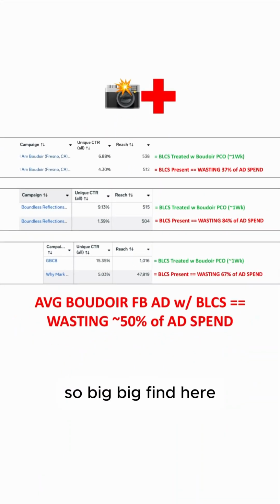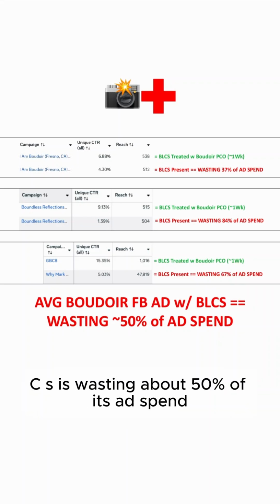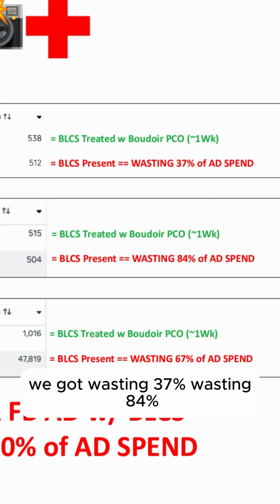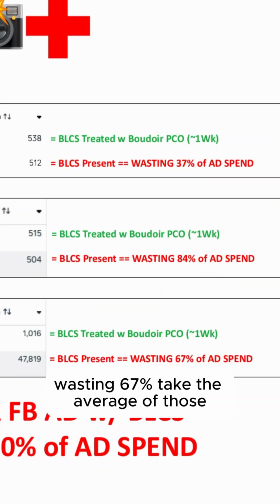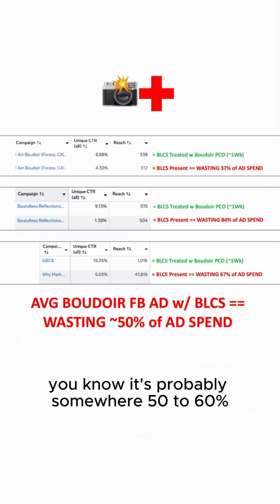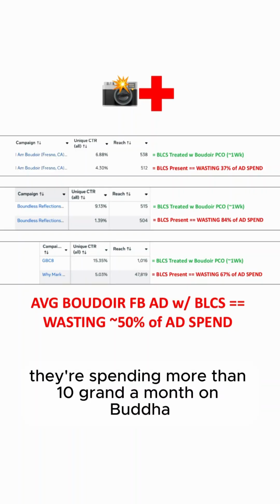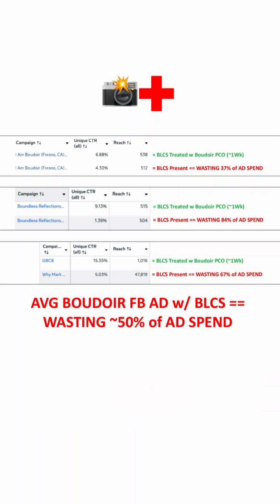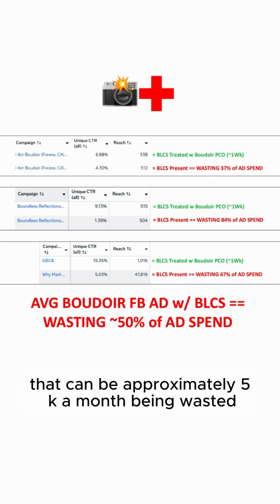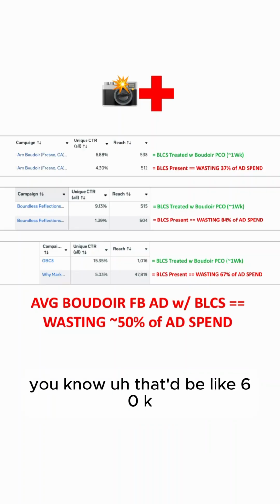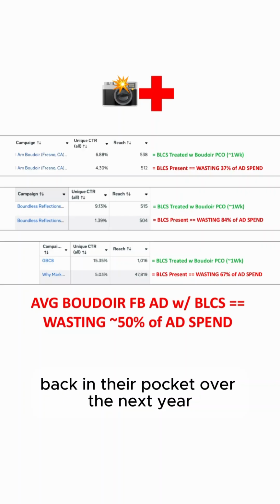So big find here. The average Boudoir Facebook ad with BLCS is wasting about 50% of its ad spend. I mean, look at the numbers here. We got wasting 37%, wasting 84%, wasting 67%. Take the average of those, it's probably somewhere 50 to 60%. So they're spending more than 10 grand a month on Boudoir Facebook ads. Literally 5K every single month being wasted. That can be eliminated, and that'd be like 60K back in their pocket over the next year.